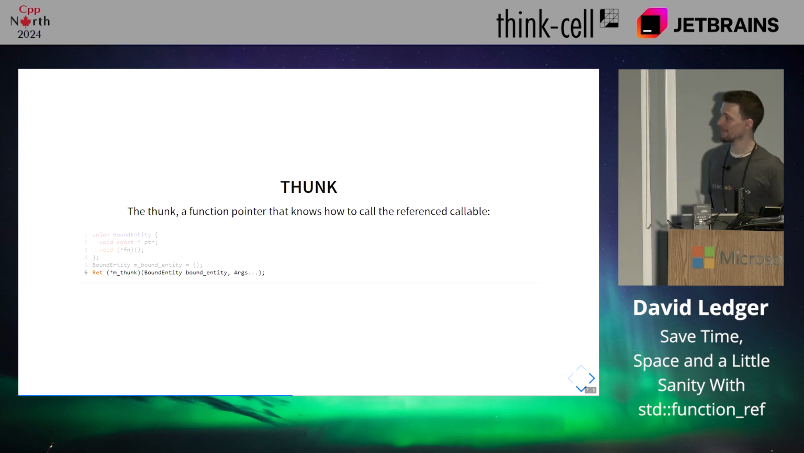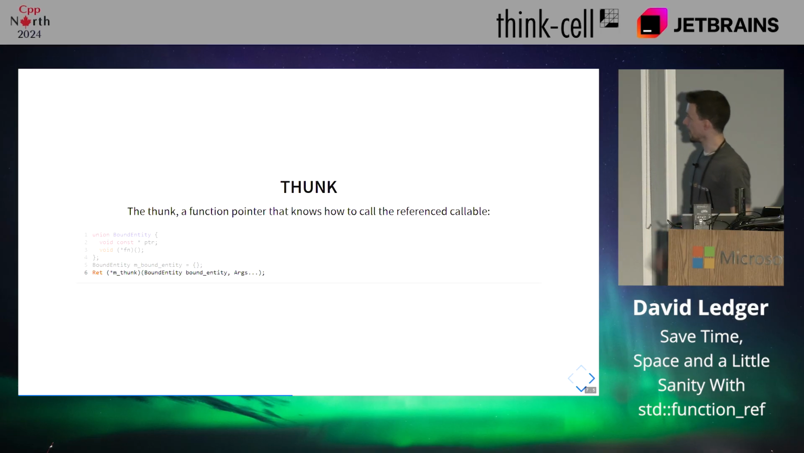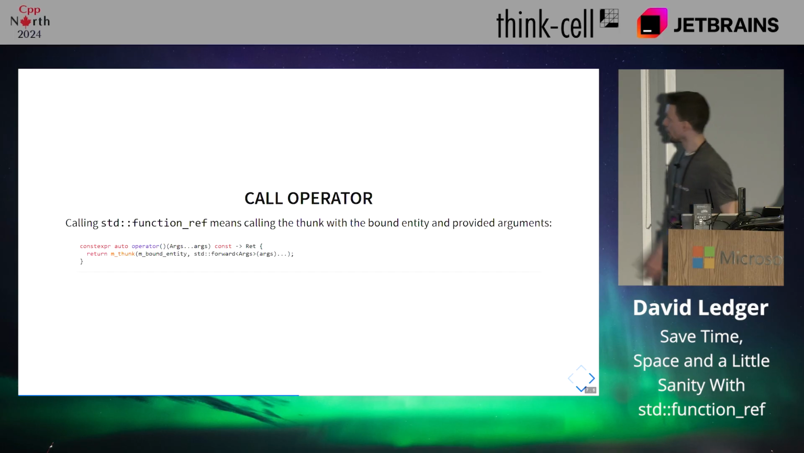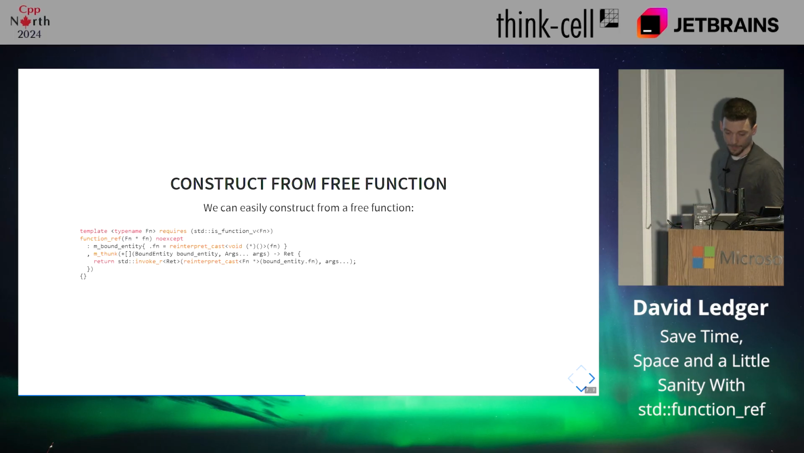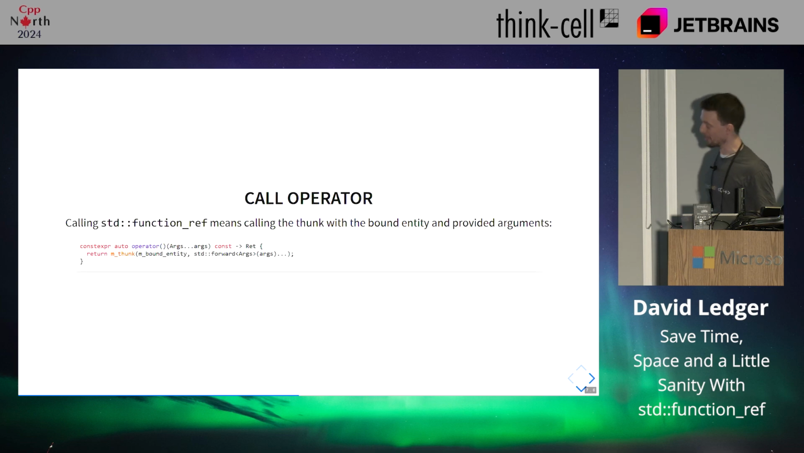This is the pattern. And this should be a bit familiar. Often we see APIs pass in a void pointer and a function with a void pointer argument. This is essentially what we're seeing, except also you can pass args. This is called the func with the call operator. So we have a call operator in standard function ref. It is a callable. It is passed to the bound entity along with the arguments. Those are forwarded. And that's about it for the call operator.